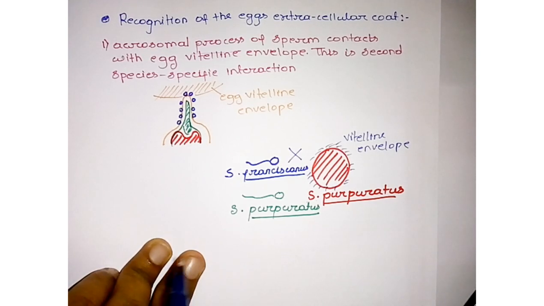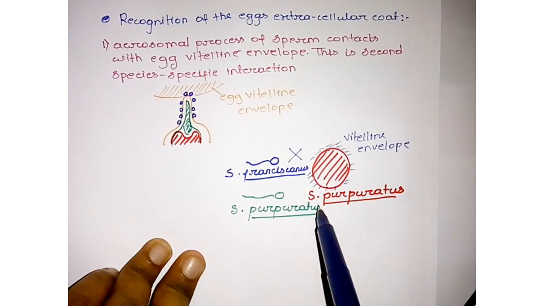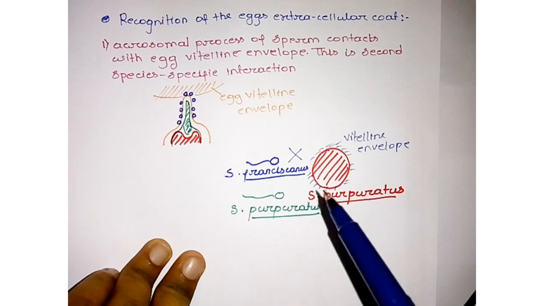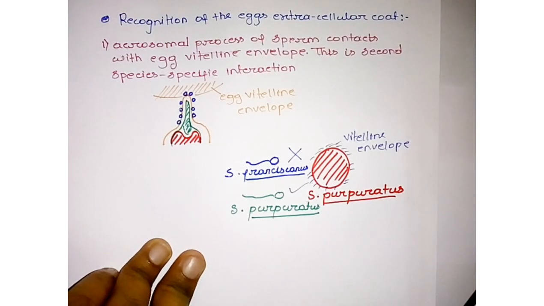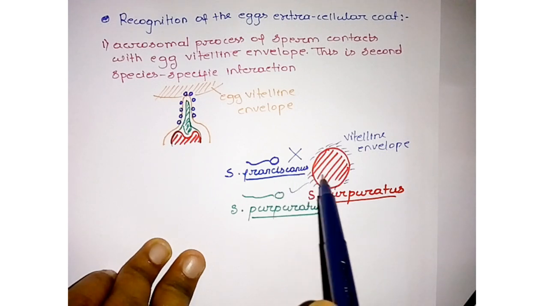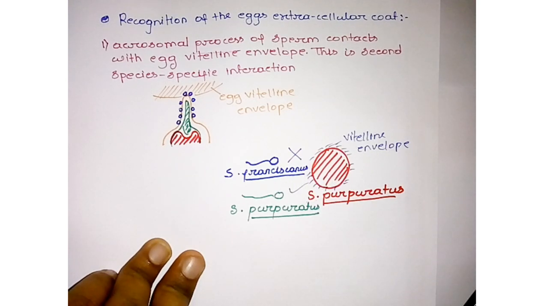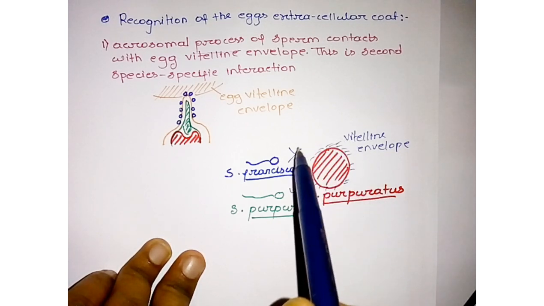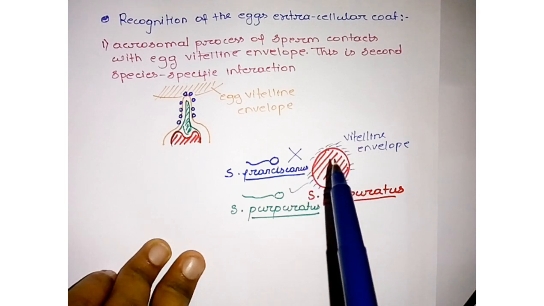But on the other hand, sperm of S. purpuratus binds with the vitelline envelope of S. purpuratus. So this is the species-specific interaction. The different species cannot bind with each other. Same species bind with each other. That is why it is called species-specific interaction.